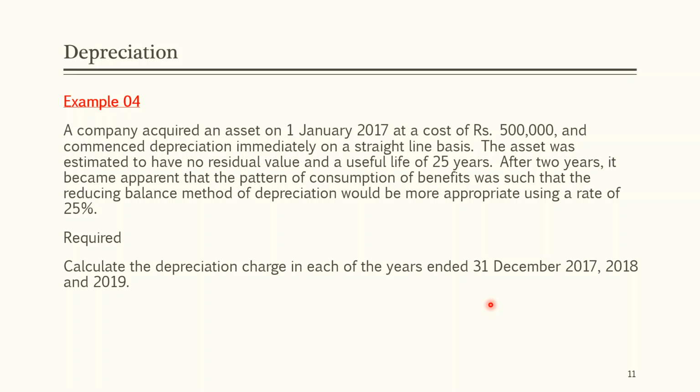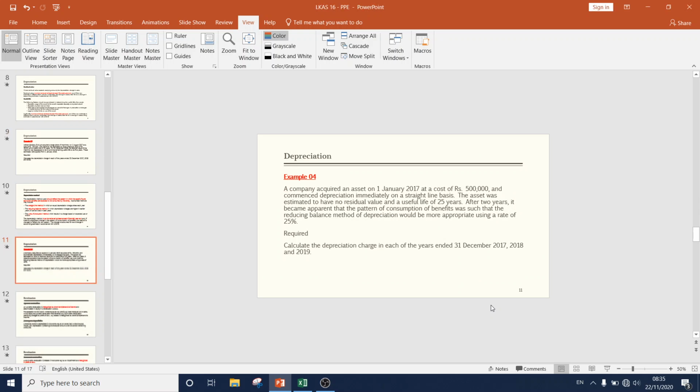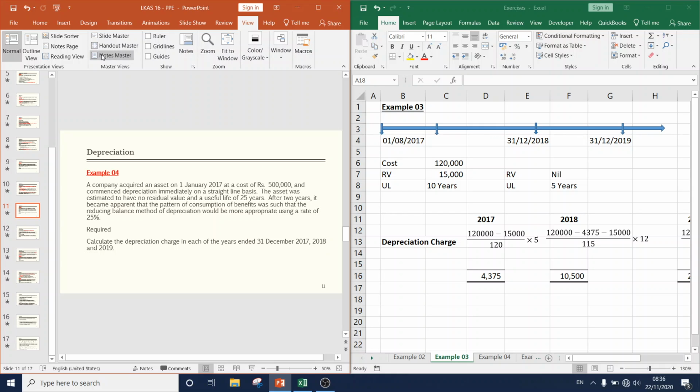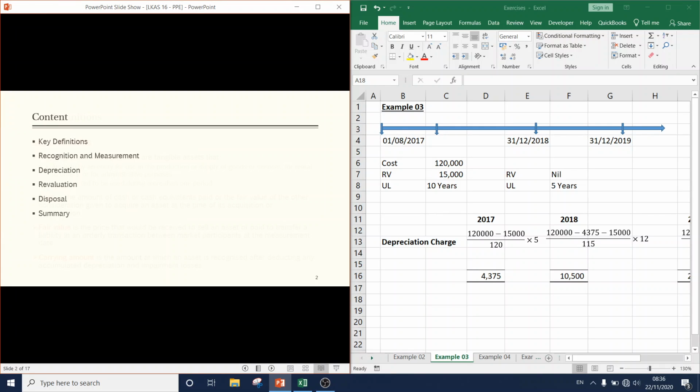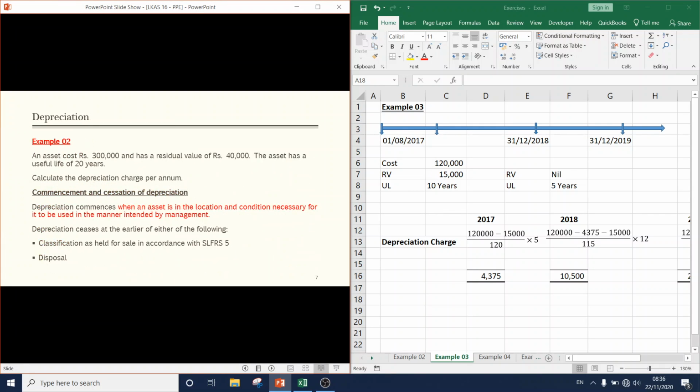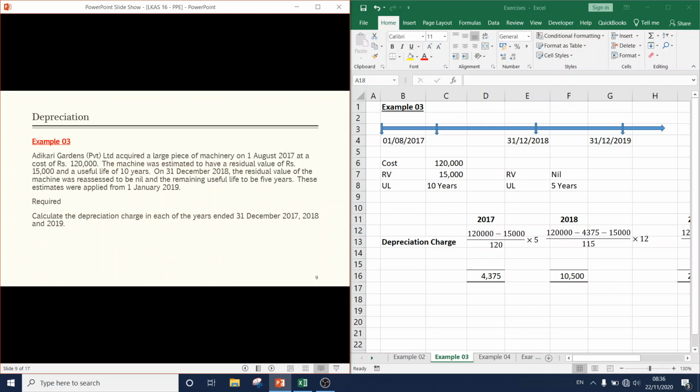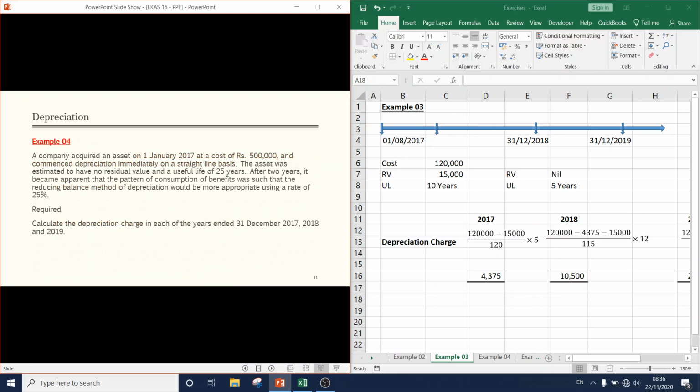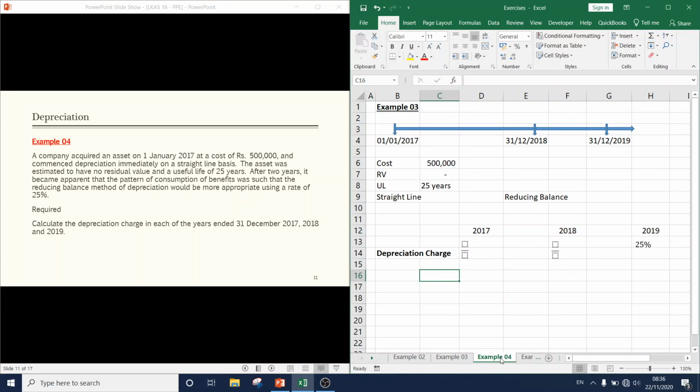Right, we have another example, example number 4.